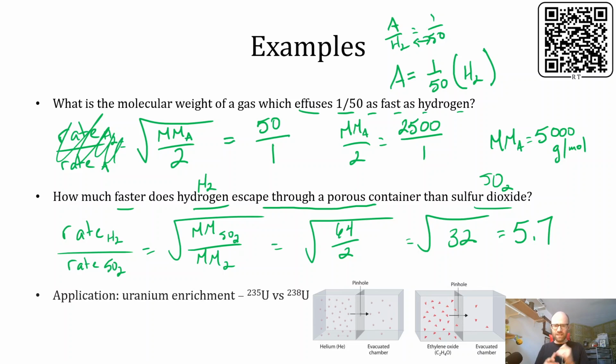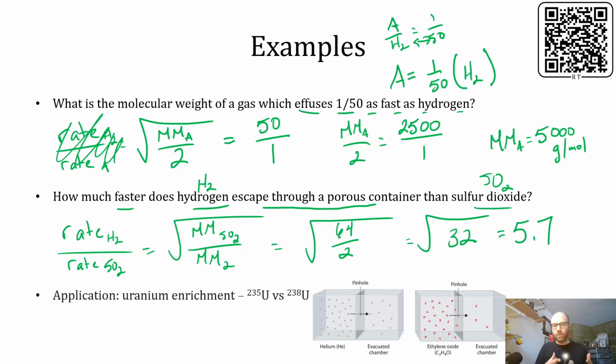Another application of this, I love telling this story. The earliest attempts to refine uranium involved using Graham's law. How do you purify, how do you isolate an isotope? With uranium, there are two major isotopes that exist, 235 and 238, the two isotopic masses. 238 is about 99% of all uranium. 235 is the isotope that is used in nuclear power plants and nuclear bombs.